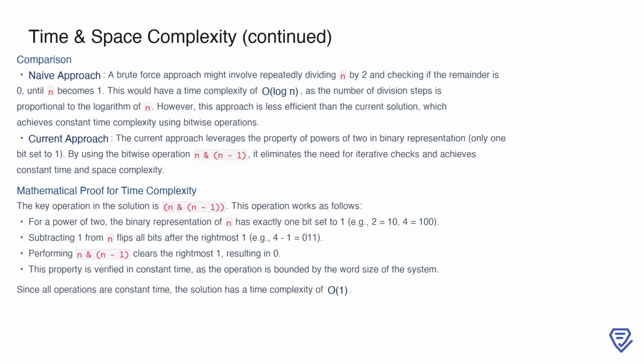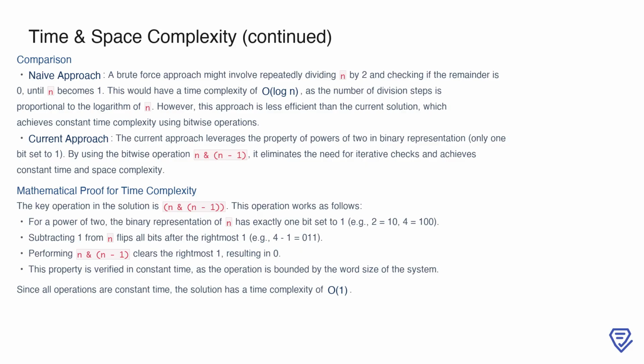A brute force solution might repeatedly divide n by 2 until it reaches 1, checking if the remainder is 0 at each step. This would require O(log n) time because the number of division steps depends on the logarithm of n. However, the current solution is more efficient because it utilizes the binary representation of powers of 2, where only one bit is set to 1. By using the bitwise operation n & (n-1), we can determine if n is a power of 2 in constant time, O(1), without requiring iterative checks.